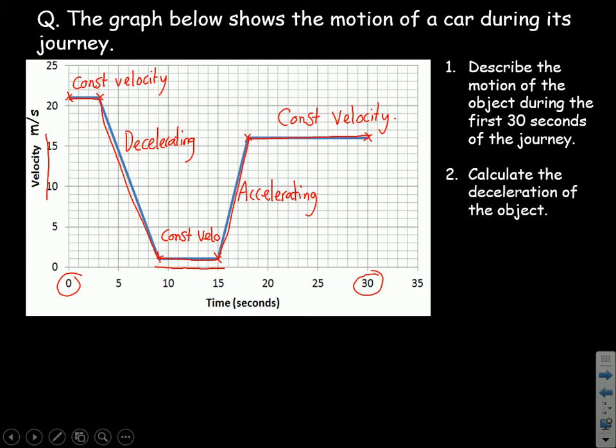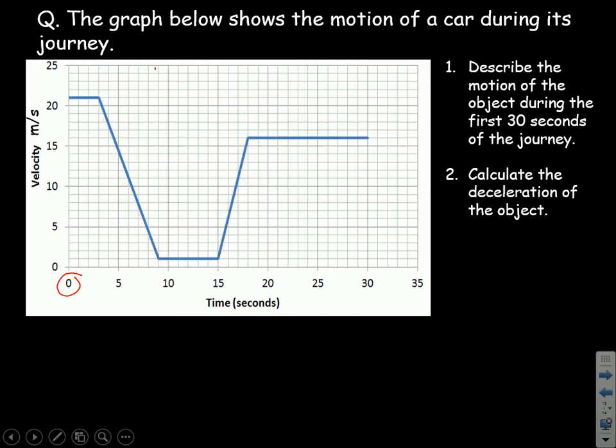So next one, calculate the deceleration of the object. So we need to be looking on the graph where we have deceleration, and deceleration must be where the velocity is dropping, because deceleration means slowing down. Therefore they must be talking between there and there. So what do we do? Calculate deceleration, or negative acceleration. It is the gradient of the line.